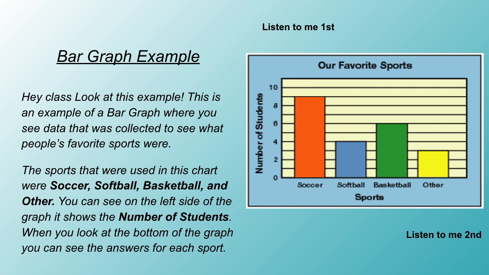Hey class, look at this example. This is an example of a bar graph where you see data that was collected to see what people's favorite sports were. The sports used in this chart were soccer, softball, basketball, and other. You can see on the left side of the graph, it shows the number of students. When you look at the bottom of the graph, you can see the answers for each sport. Each sport has a different color. By looking at each one, you're able to see how many people liked each sport. We see in this example that about 9 people liked soccer, 4 people liked softball, 6 people liked basketball, and about 3 people liked other sports.